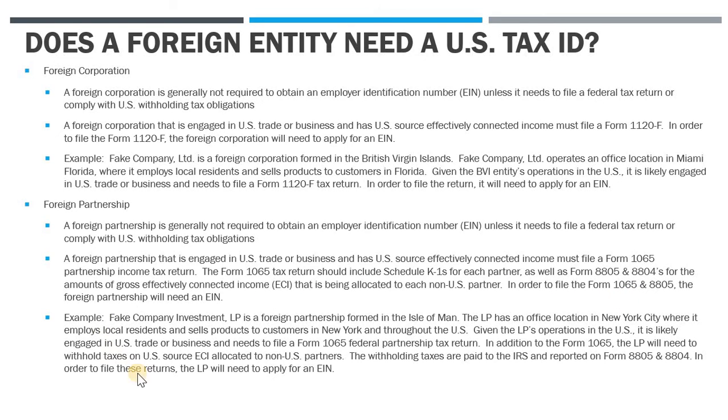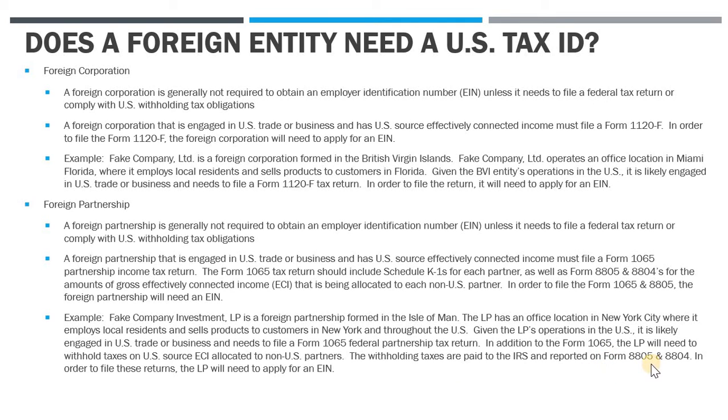Okay, so if we look at the example here, we have Fake Company Investment LP. It's a foreign limited partnership formed in the Isle of Man. The LP has an office in New York where it employs people locally, sells products to customers in New York and elsewhere throughout the U.S. So given the LP's operations, it's engaged in trade or business. It has U.S. source ECI, so it needs to file a 1065 partnership return. So it files the 1065, it needs that EIN.